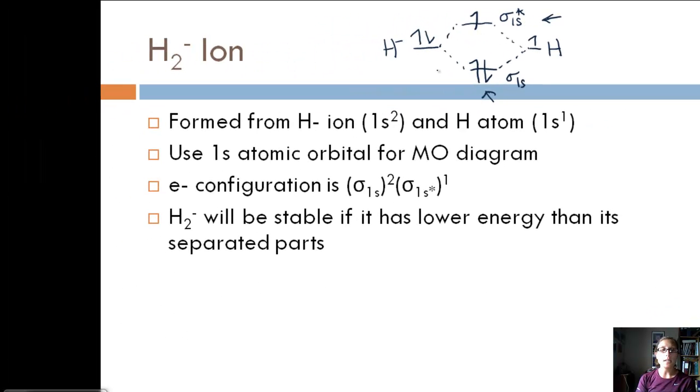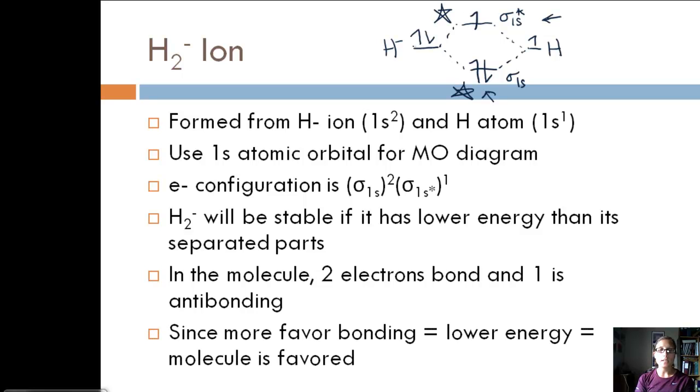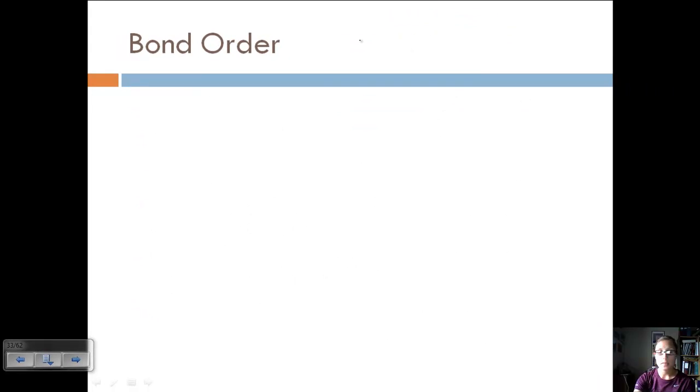So the H2- ion will be stable if it has lower energy than its separated parts, right? Things are going to form compounds if it makes them lower in energy. So in the molecule, 2 electrons are in the bonding orbital, and then 1 is in the anti-bonding. And since more electrons are favoring the bonding versus anti-bonding, this is lower in energy, and so we would say that the molecule is favored. So the H2- ion will exist, and it will be a favored structure.